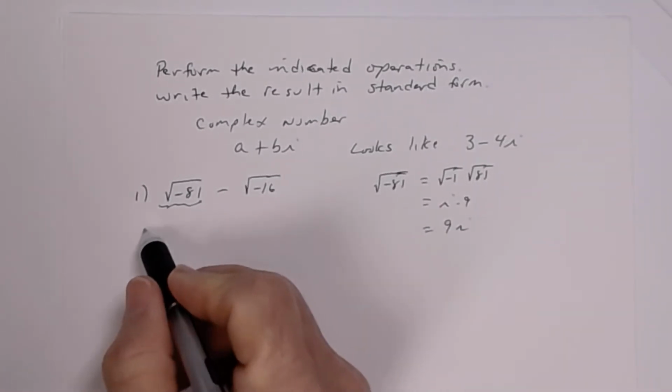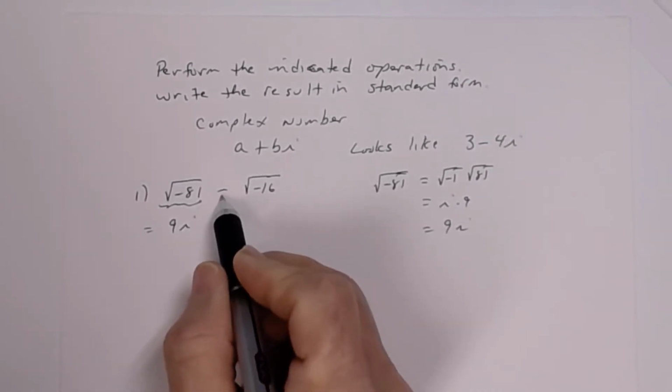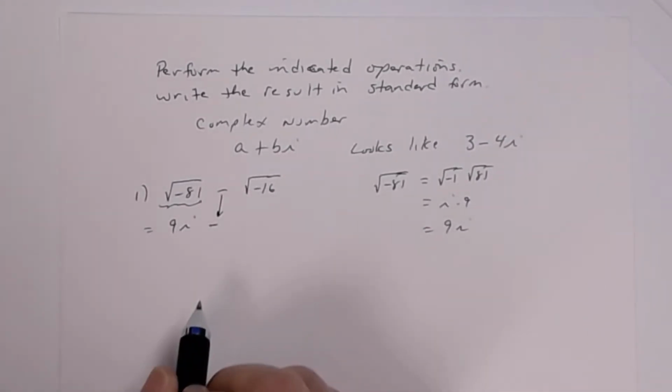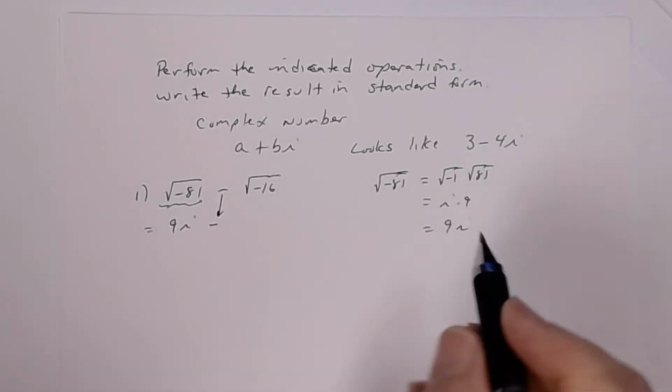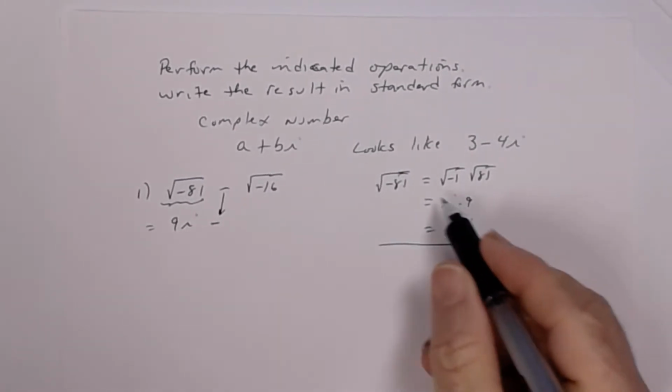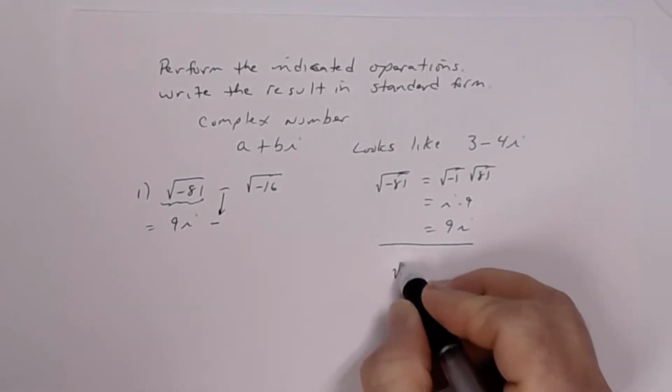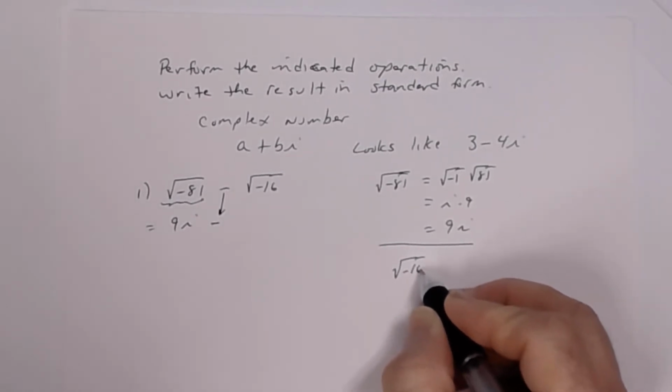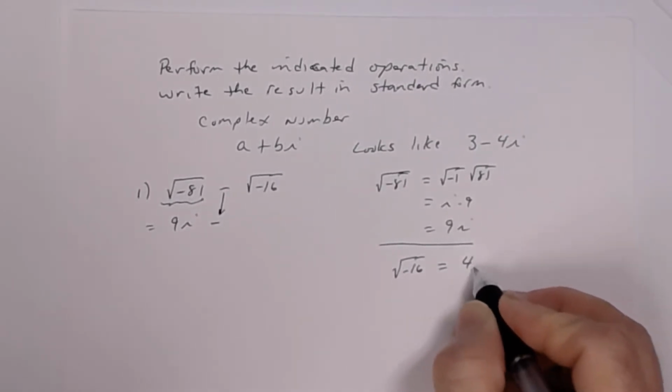And so this right here is 9i. So I get 9i, and then you're subtracting, and then you do the same thing with the square root of a negative 16. So again, at some point, I'm not going to keep writing this part here, because you can look at this and see that the square root of a negative 16 is 4i.